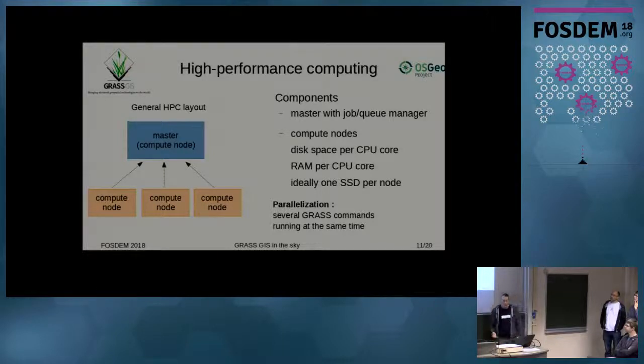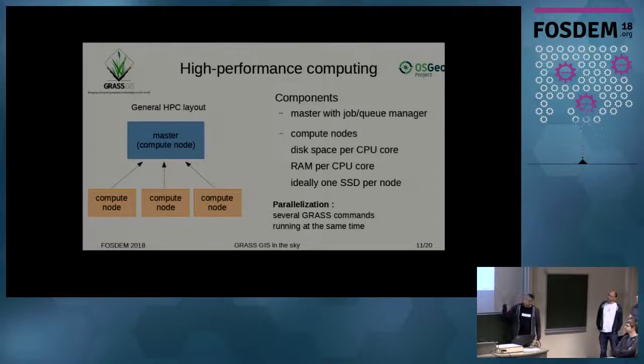So my understanding of high performance computing, as I have used it in this example, is that I have a master node that can also be a compute node, and any number of compute nodes. Compute nodes are facultative: there can be zero compute nodes or 1,000, depending on what you have. The components then are this master with a job or queue manager. There are lots of different job schedulers out there, so I will not go into detail. Just to mention a few common examples that you find on university clusters, there are Torque and Slurm. There are also talks in the other dev room session on HPC computing that go into more detail about this.